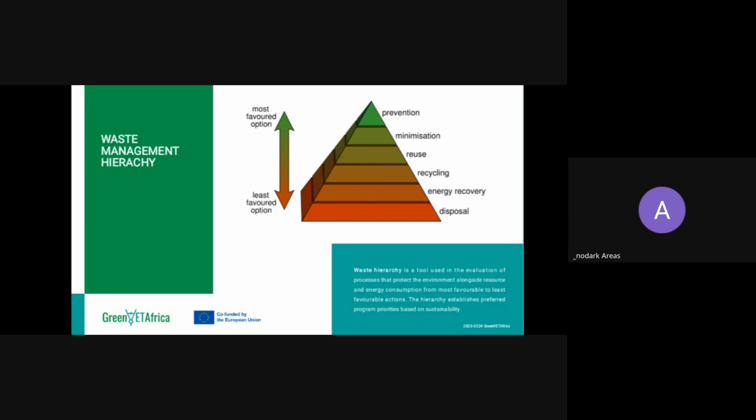As you can see, it's a pyramid, and you can see it from the base to the top. At the top is the most preferred or most favored option, while at the bottom is the least favored, the least preferred and the least environmentally friendly option.